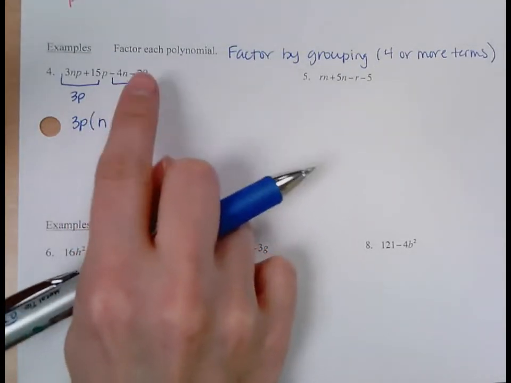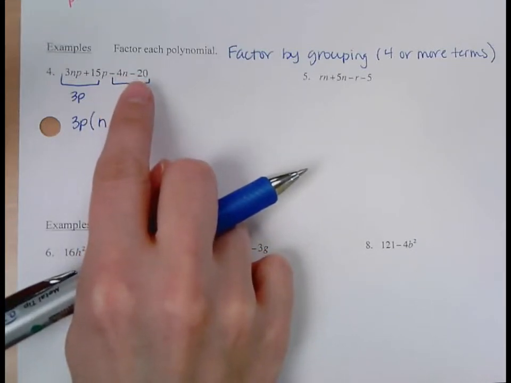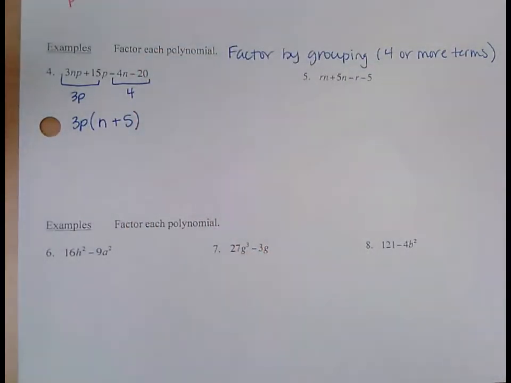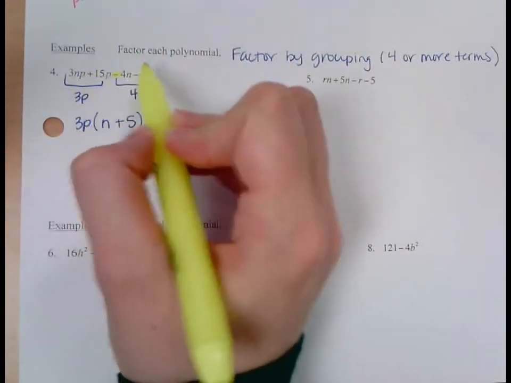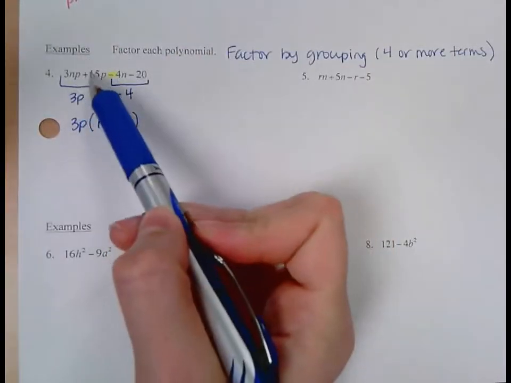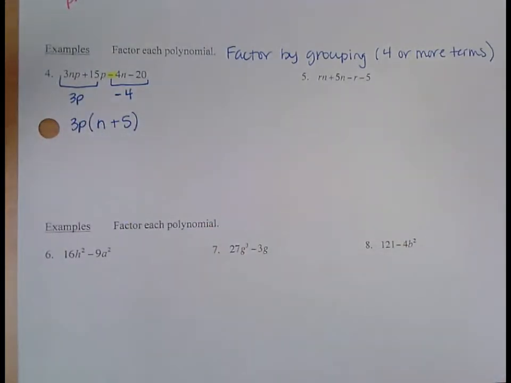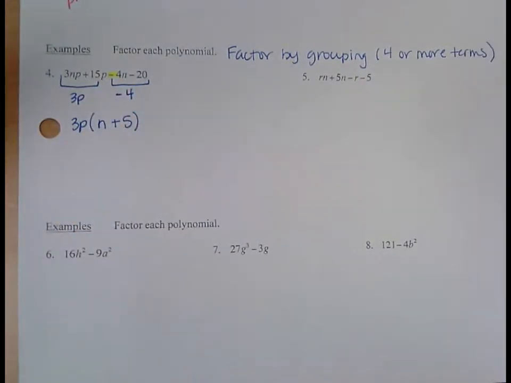Then I look at the last 2 terms and I do the same thing. So I have negative 4n minus 20. What do they have in common? 4. I heard 4 and I heard negative 4. So here's when you should take the negative out with it. If in either of your 2 pairs, if the first one in the pair is negative, you should take the negative out. So that would have been the same in my first 2 terms. If the 3np was negative, I would have wanted to take out the negative, a negative 3p versus a positive. So I'm going to take out a negative 4 because the 4n is negative.